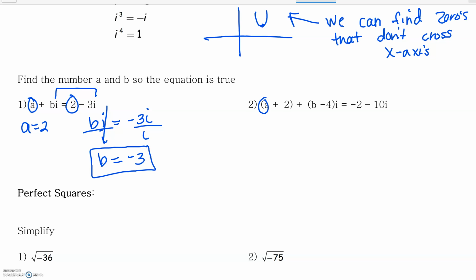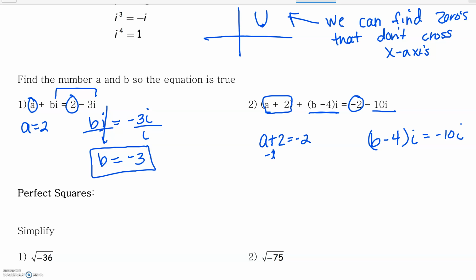So A is going to match up with negative 2, and then this whole thing is going to match up with that, and these are going to match up the imaginary parts. So real things get set equal, and imaginary things can only be set equal to imaginary things. So we're going to subtract 2, and A would be negative 4, and then here we're going to divide by I, get B minus 4 equals negative 10, and add 4. So B equals negative 6.